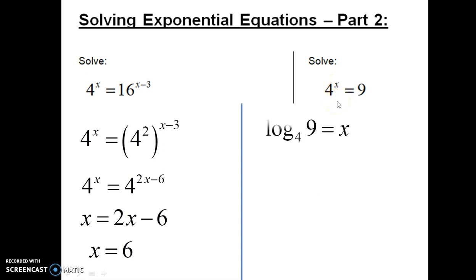So let's take a look. Here I can rewrite it as a log statement. This becomes log base 4 of 9 equals x. All right, and this can be solved. We can either punch this in our calculator or we can use change of base. So let's keep practicing change of base.